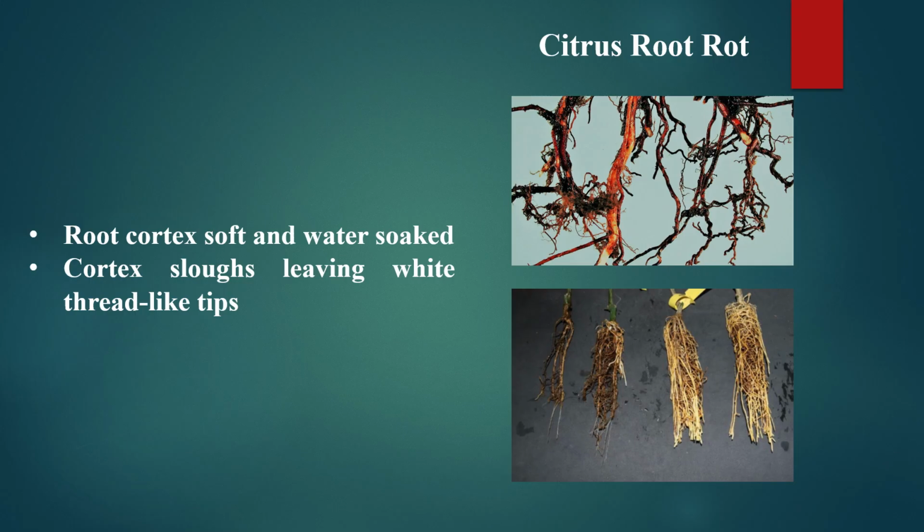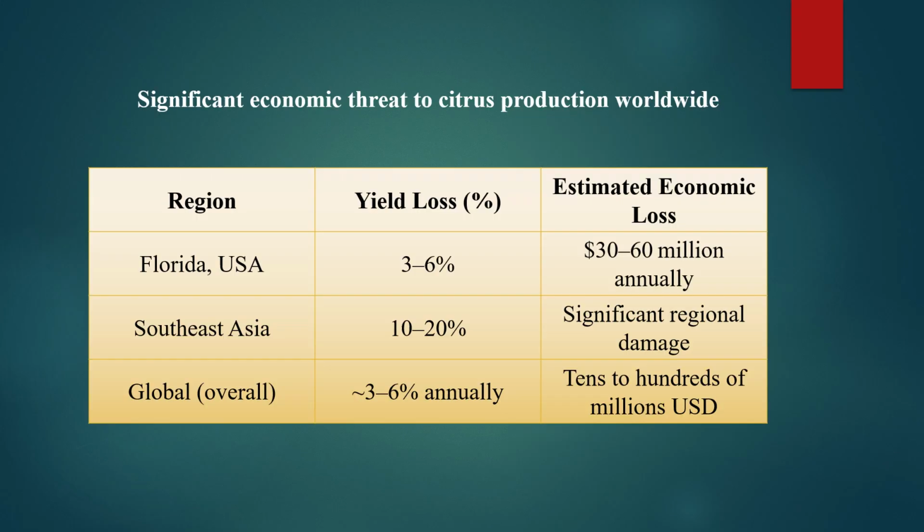And trees that are suffering from these diseases will be more susceptible to secondary infection and environmental stress and may eventually die. In this table you can see the significant economic threat to citrus crops due to these diseases.